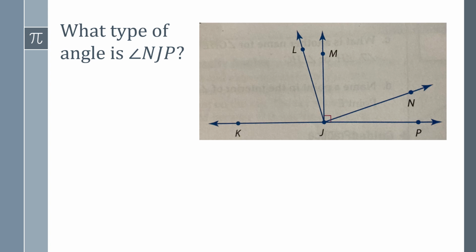Angle NJP. All right, so we're going from angle here, we're coming down here, and then we're coming out to here, right? So that's this smaller angle here. Well, we can see that here's the right angle. This angle here is way smaller than this angle right here. So this would be an acute angle.